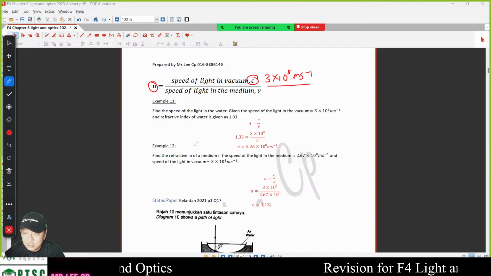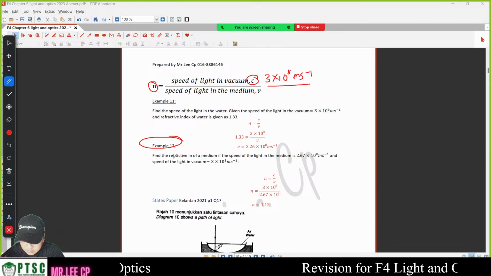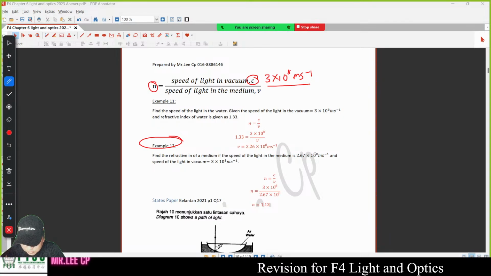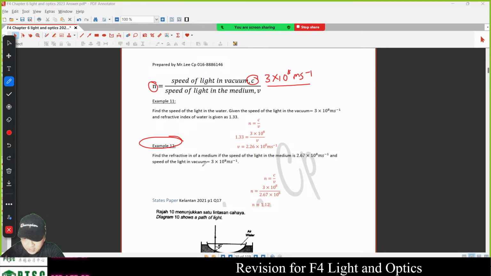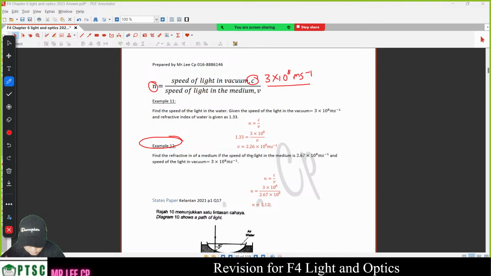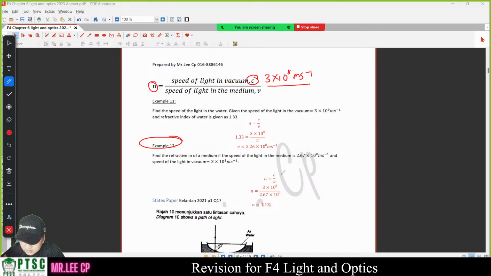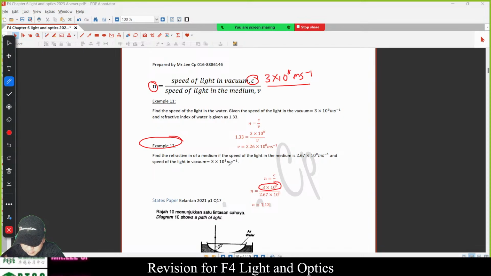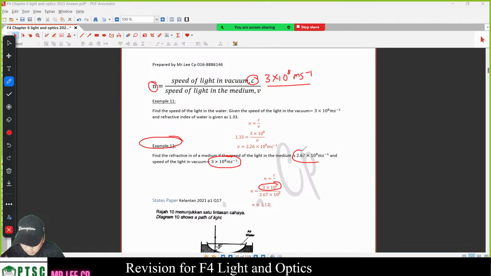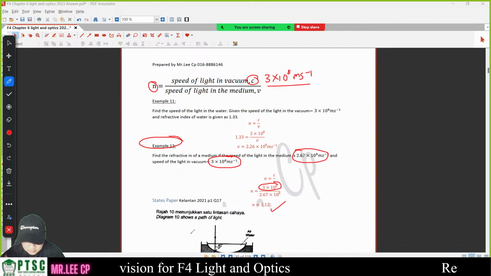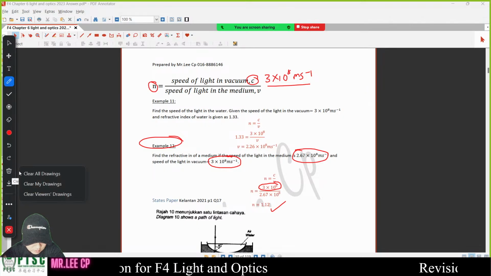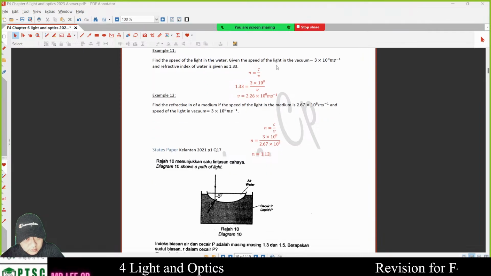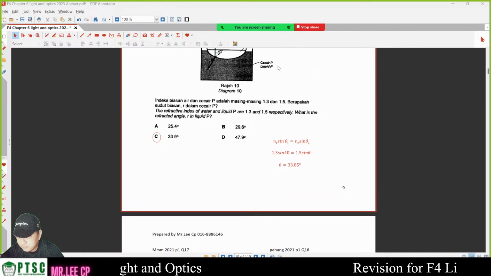So I take one example. The speed of light in the medium is 2.67 times 10 power 8, and the speed of light in the vacuum is 3 times 10 power 8. So n is the speed of light in vacuum over speed of light in medium. So n is 3 times 10 power 8 over this one, substitute it in, and you get 1.12. Make sure it is more than 1. That's all.